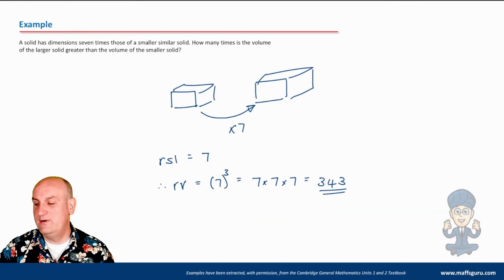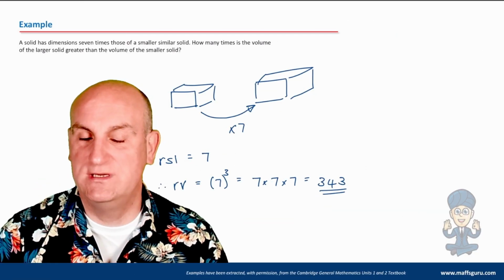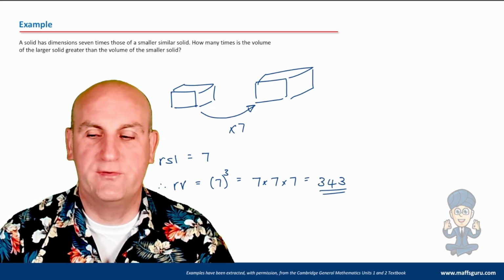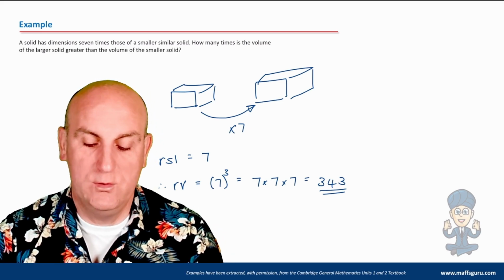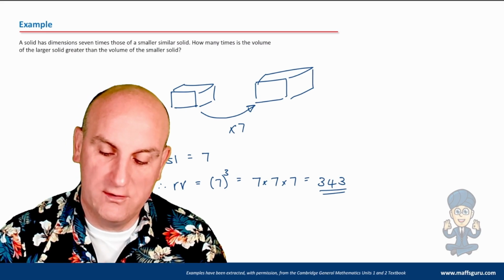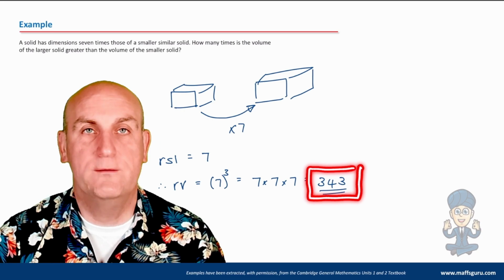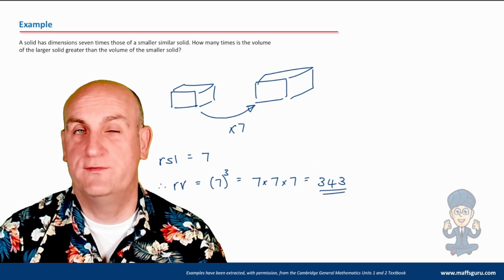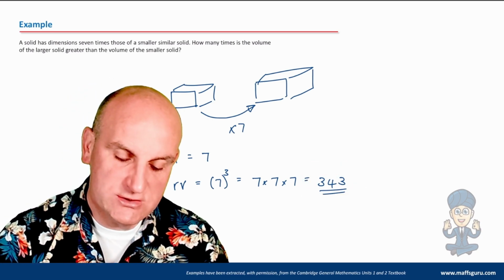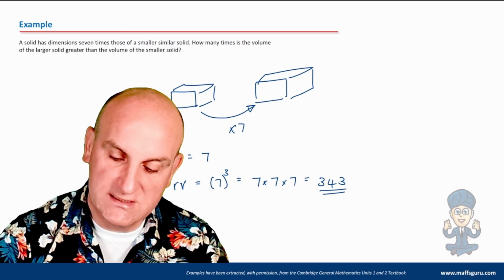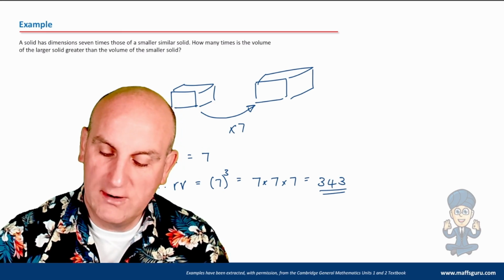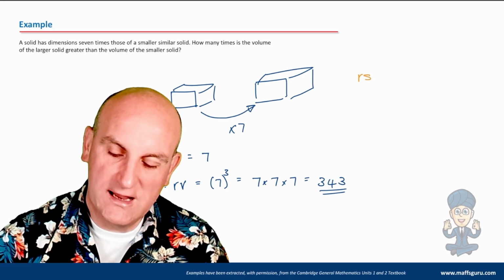And believe it or not, that's pretty much all there is to this section. Yes, they may try and throw in a couple of curveballs. They may actually give you the ratio of the volumes and ask you to find out the ratio of the side lengths. Well, let's just write that on here so that you've got it handy for your summary book.